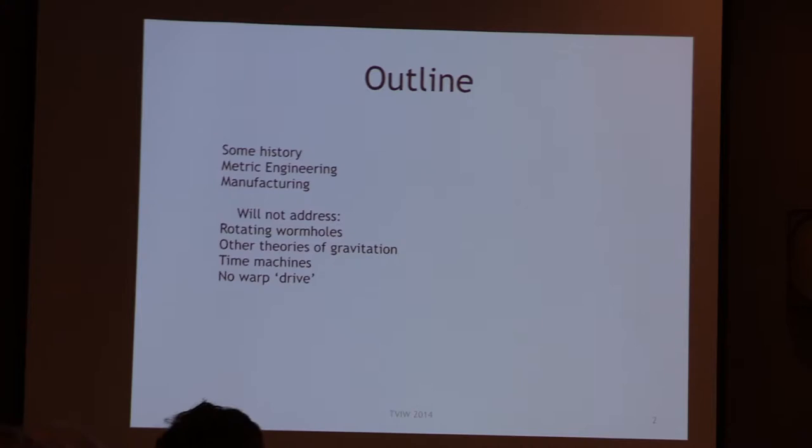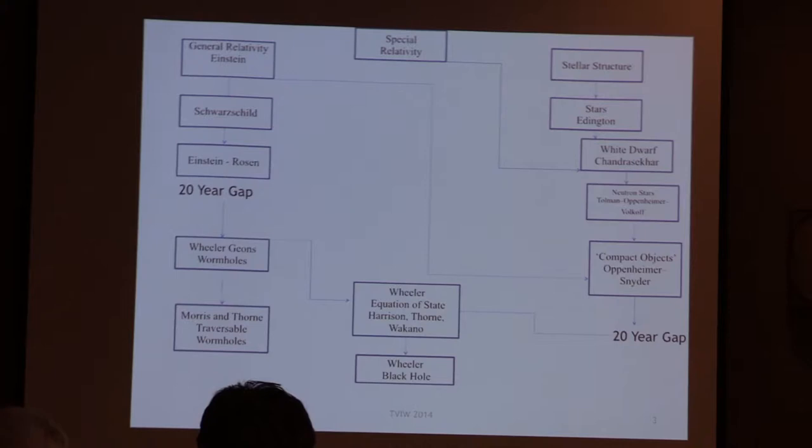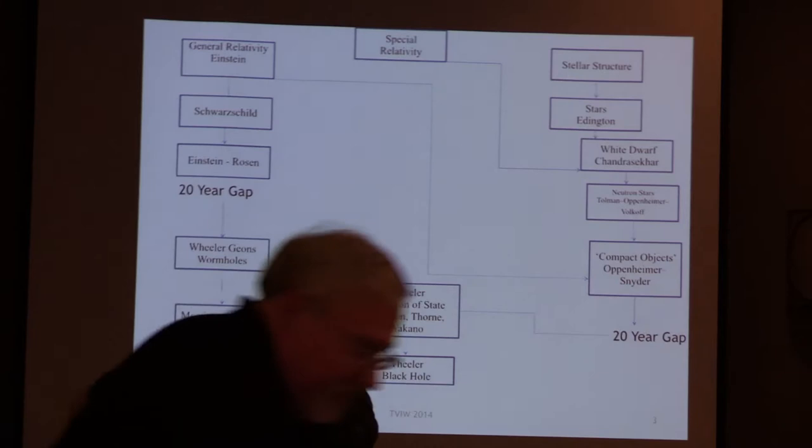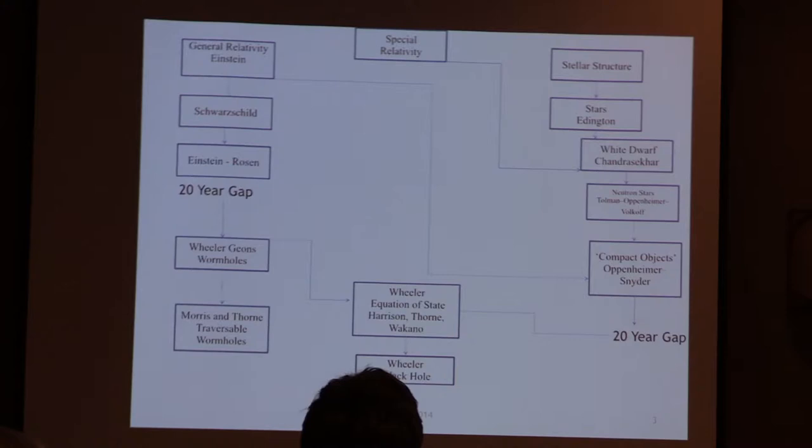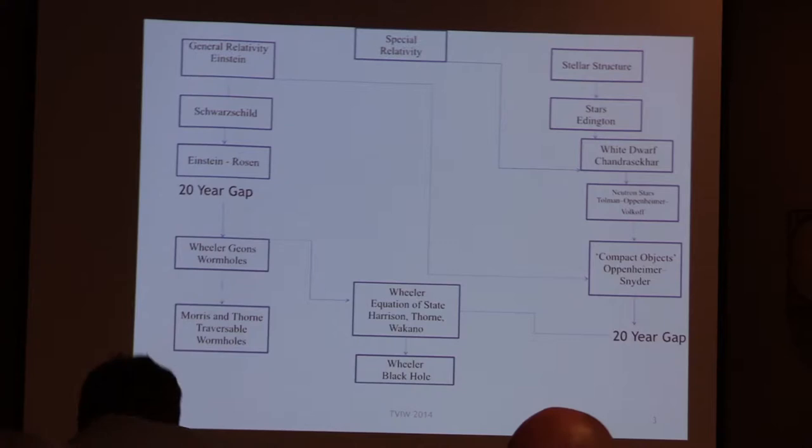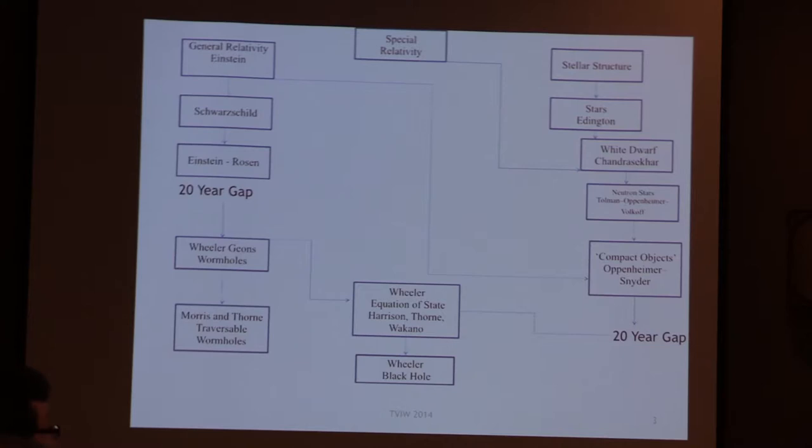Okay, this is a little history. It's interesting, the convergence of two kinds of things. We first had special relativity, that's 1906, and then in 1916, general relativity from Einstein. The same year that he published, Carl Schwarzschild discovered a solution to the field equations for a static spherical particle.